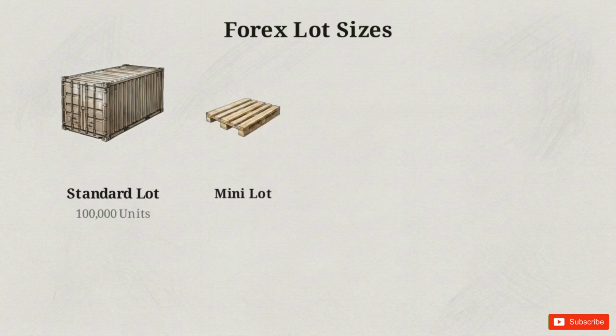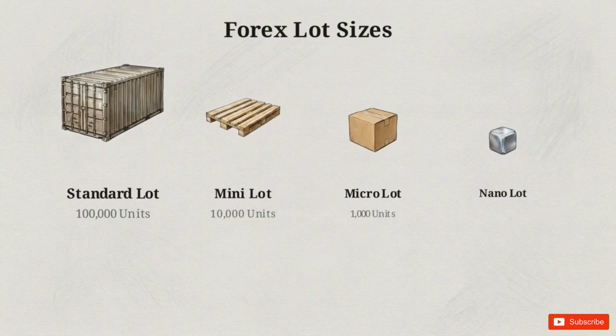Stepping down from that, we have the mini lot. If the standard is a shipping container, the mini is a single wooden pallet, holding 10,000 units. Below that is the micro lot, which is comparable to a standard cardboard box of 1,000 units. Finally, at the very bottom is the nano lot, effectively a small handful of just 100 units.